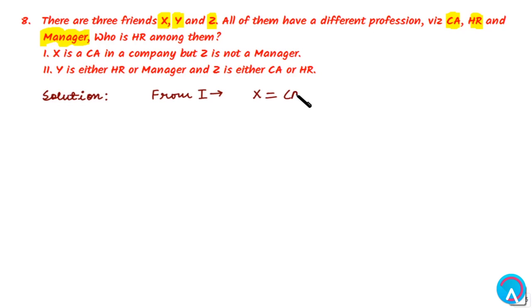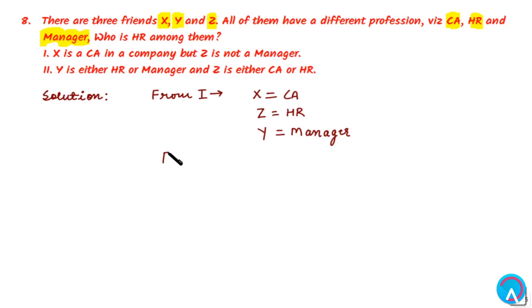So X is CA and Z is not a manager. Definitely Z is not a CA also. Then we are left with only one option. That means Z is HR. Then we are left with Y. Now X is CA, Z is HR. That means Y is manager. So Y is manager from here. So that means from statement 1 we can know what is X, what is Z, what is Y.